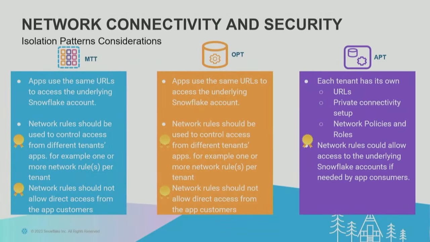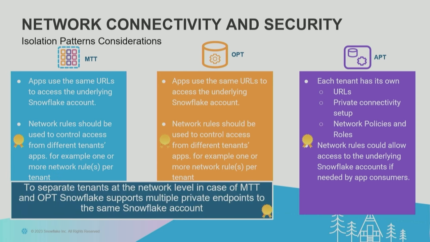So just to summarize, Seth introduced the isolation patterns. I just wanted to summarize the best practices here for network policies. For network rules, you can have separate network rules per tenant for MTT and OPT, and you can have one or more network rules per tenant. And network rules should not also allow direct access from the app customers. With private link connectivity, you can have multiple endpoints mapping to the same Snowflake account. For APT, we have a very logical account-based separation, so that is not a problem.